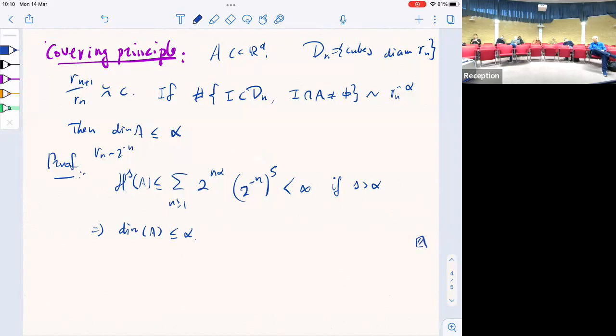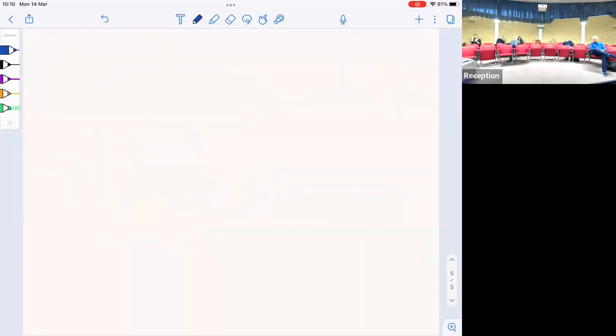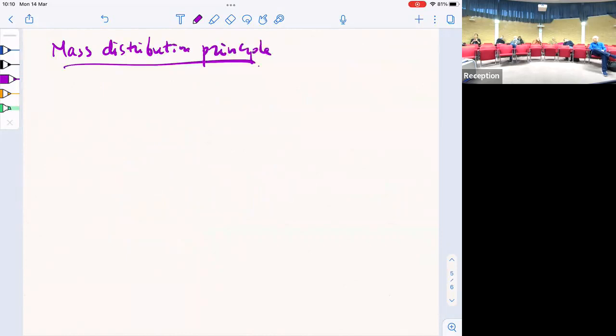So really, really simple, but it turns out to be extremely powerful in many situations. I'm going to illustrate this later. The second principle is what I call the mass distribution principle. This is for computing the lower bound of Hausdorff dimension.